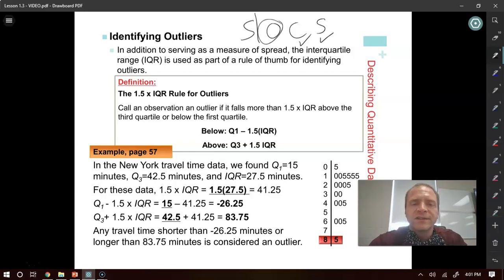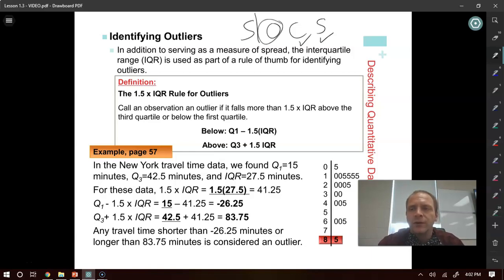So when you find your quartiles, you're going to find your 1.5 IQR value. You take your IQR multiplied by 1.5 and add it to the third quartile. Anything above that value is an outlier. Subtract it from the first quartile, and anything below that value is an outlier. We have the same data we've been dealing with, the same exact numbers we've had before. We found our first quartile and our third quartile in the previous slide. We found our IQR, 27.5.